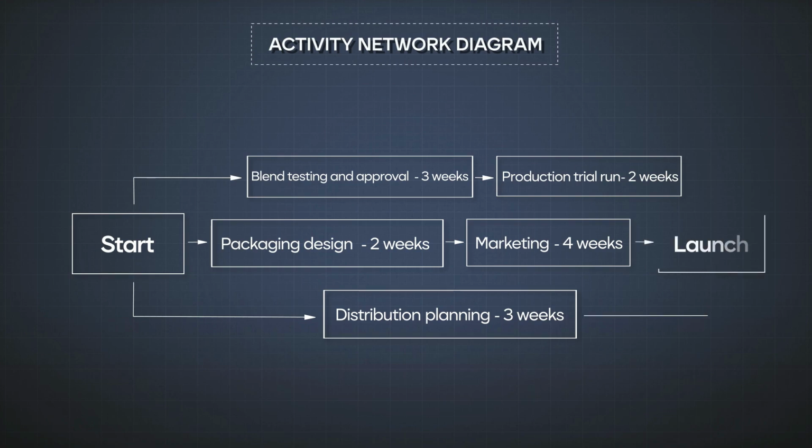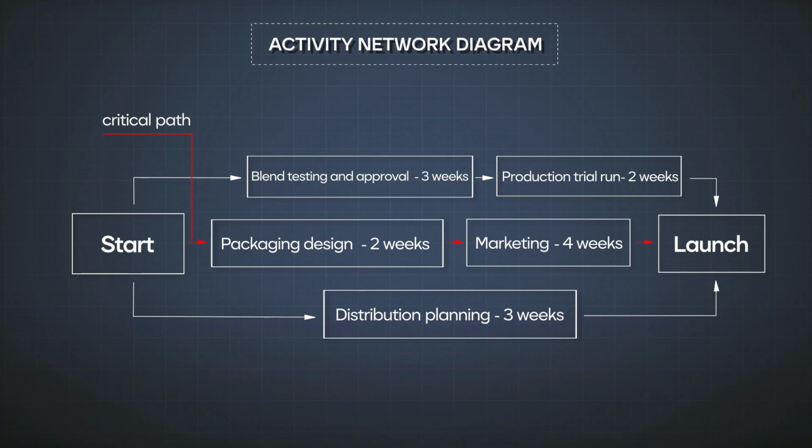When you map all of this as a network, nodes for tasks, arrows showing dependencies, you uncover the critical path, which is the longest chain of dependent activities. This path determines the minimum amount of time needed to complete the entire project.